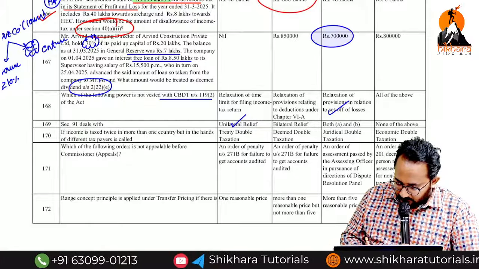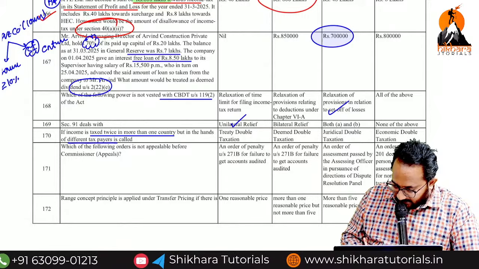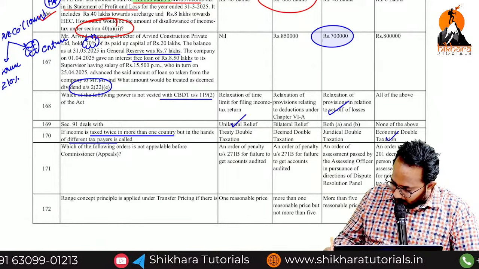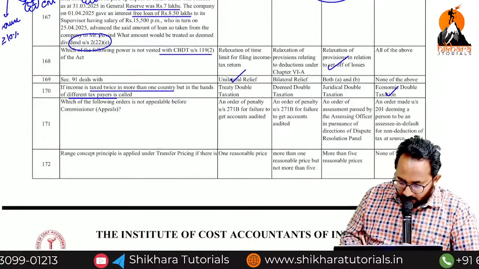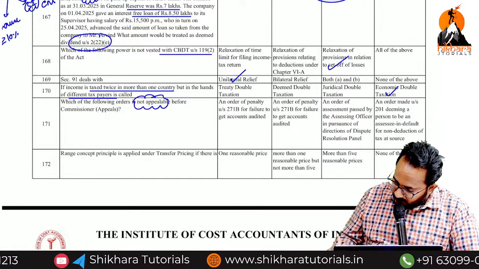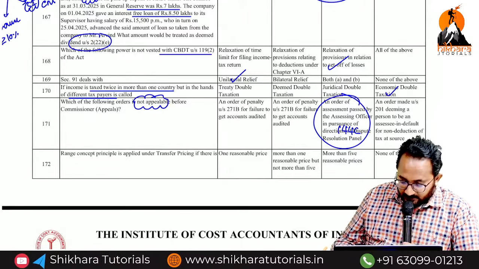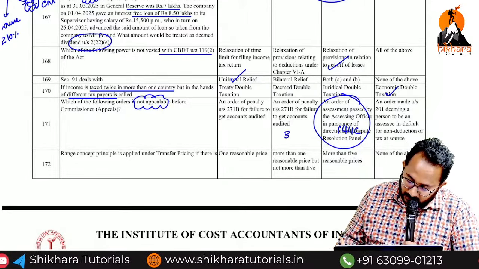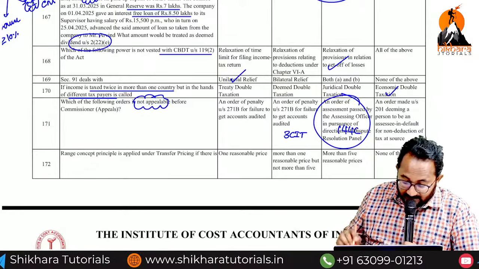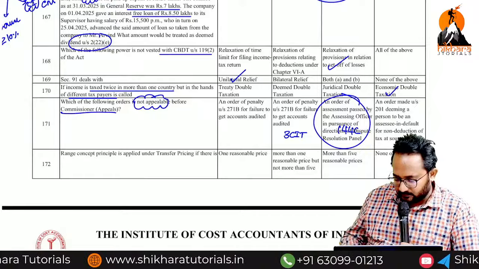Income tax twice in more than one country, but in the hands of different taxpayers, it is called what? Economic double taxation. Which one of the following things is not applicable? Already we discussed, this is only section 144C, because here 3 commissioner of income tax panel is there. If they give the order, how can we make an appeal to CIT?